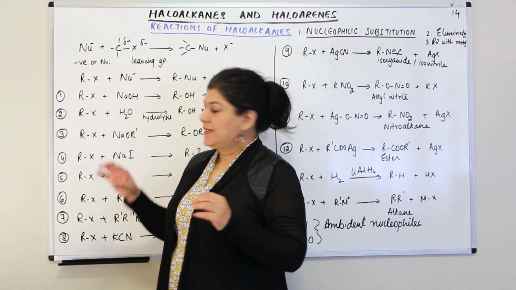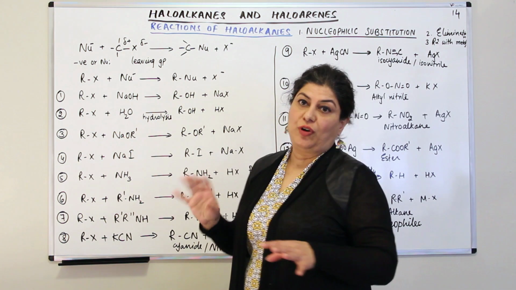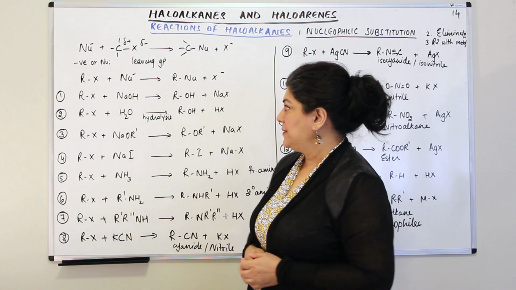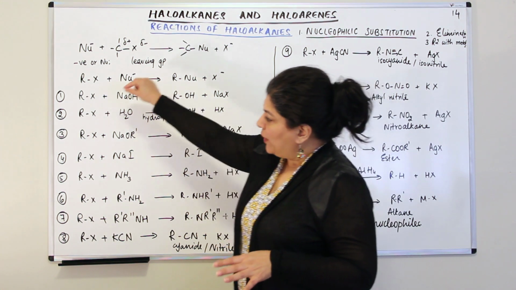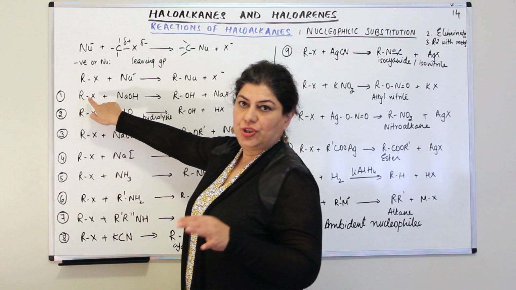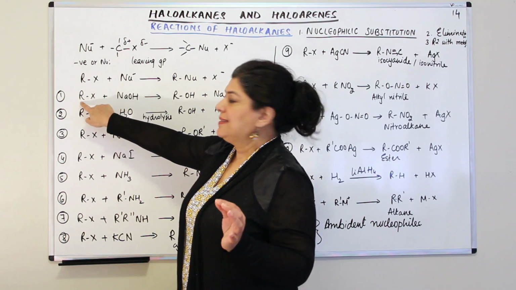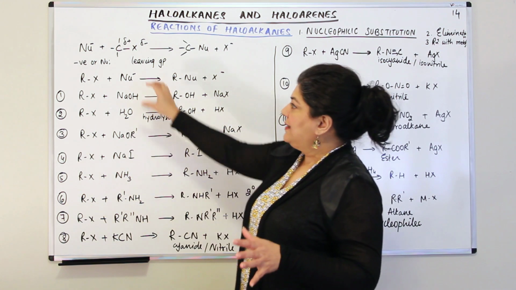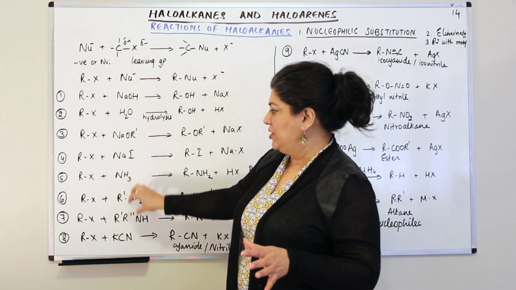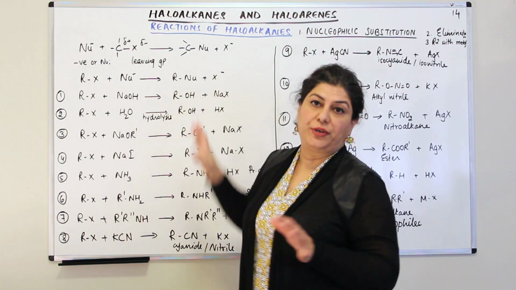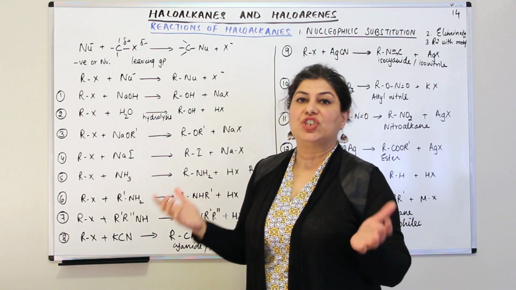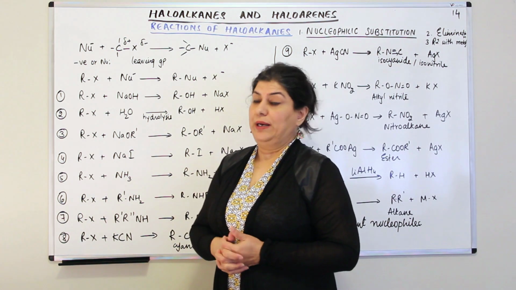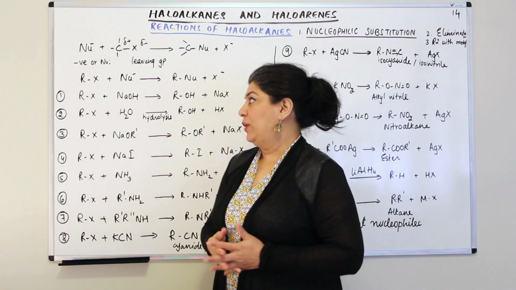So let us now discuss a few examples of such nucleophilic substitution reactions that are shown by haloalkanes. In each one of these reactions, I've put the haloalkane as the alkyl group R and X as any halogen. And the attacking reagent is written next to it and the products are given. So these are all kind of general reactions, but these are the kind of reactions that are shown by haloalkanes. So let us discuss them one by one.